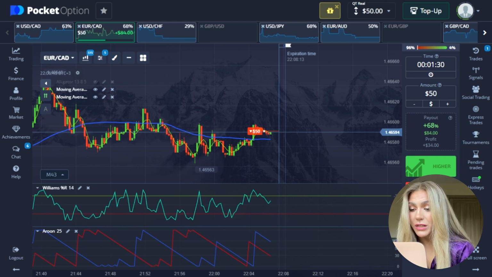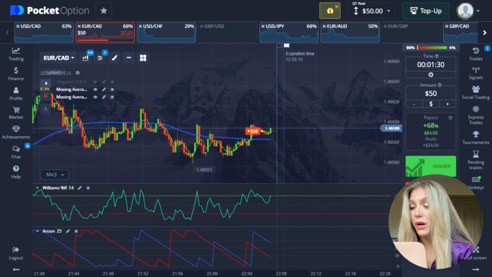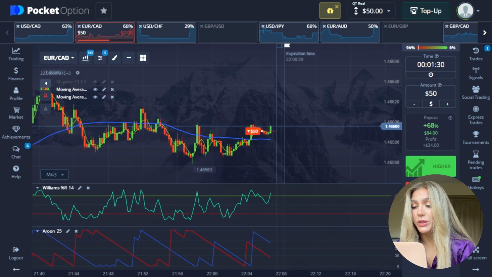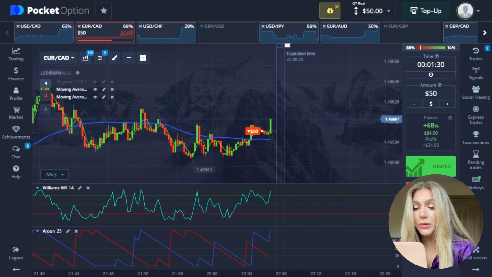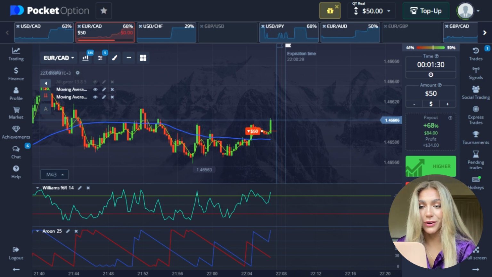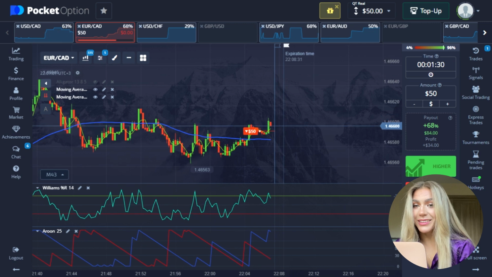The Aroon indicator's got my back on this too. Its blue line is screaming bull trend. It's overpowering the red one, which usually signals a trend going south. The Williams indicator is also chilling in the overbought zone, and as you see, my analysis paid off. The quote shot up like a rocket.